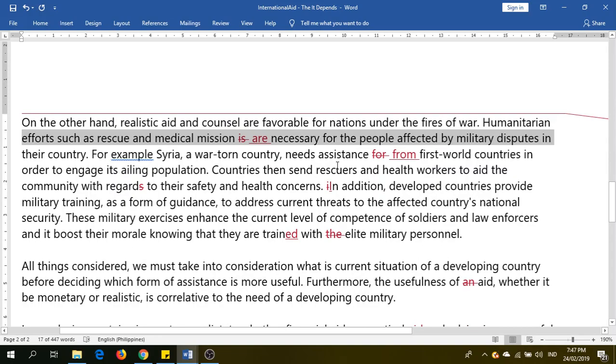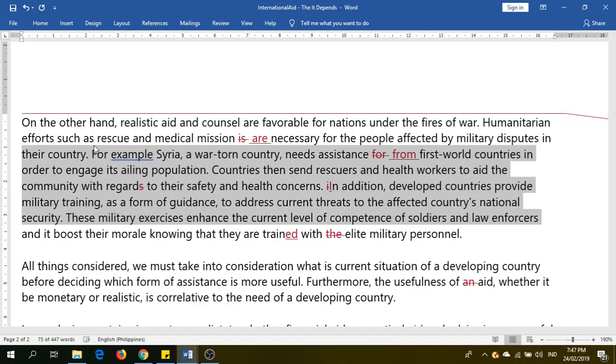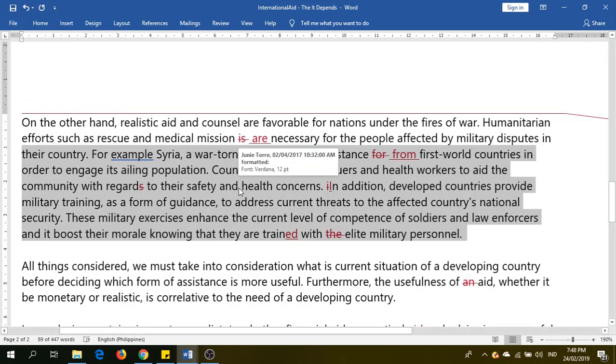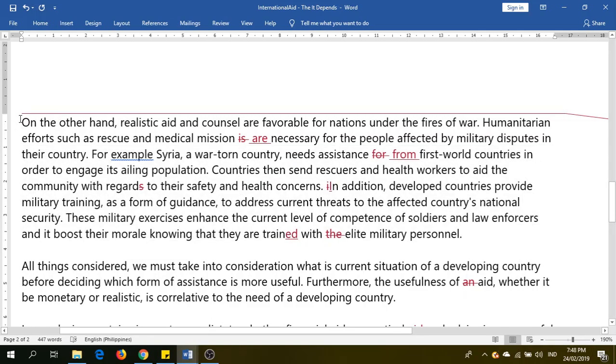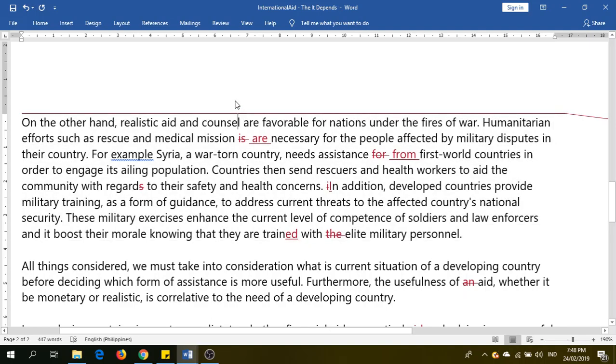For example, Syria, a war-torn country, needs assistance from third world countries in order to engage its ailing population. Countries then send rescuers and health workers to aid the community with regards to their safety and health conditions. In addition, developed countries provide military training as a form of guidance to address current threats to the affected country's national security. These military exercises enhance the current level of competence of soldiers and law enforcers, and it boosts their morale knowing that they are trained with elite military personnel. And so what happens here is the writer now talks about practical aid and advice, and it is actually advisable or appropriate for countries which are war torn.